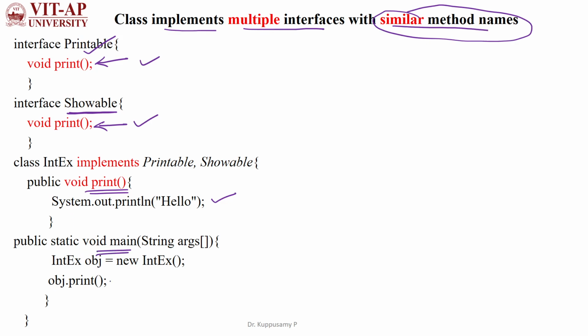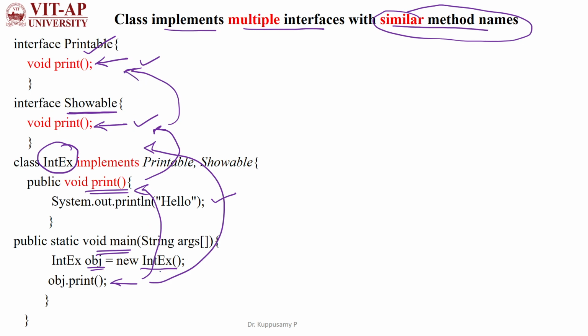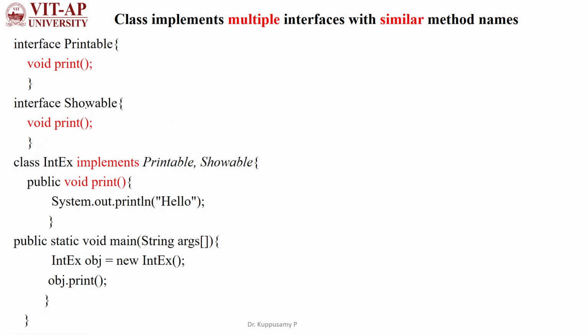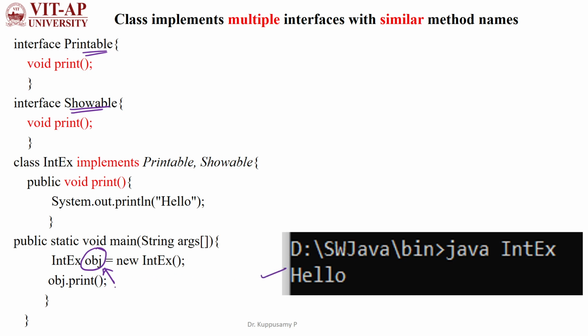Then the main method is there. As usual, we create the object variable by using the class Intex. Then the print method is invoked, right? Once it is invoked, control passes here, and this print method overrides the print methods of the two interfaces. Here we create the object only by using the class. Interfaces cannot be used to create an object. That is the important point we should remember. So once you invoke this print method, this statement will execute, overriding the two methods available in the two different interfaces.